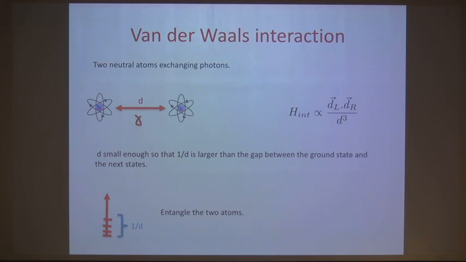In fact, this setup is very similar to a well-known physical phenomenon, which is the van der Waals interaction, which arises when you have two neutral atoms and they exchange photons. So the exchange of one photon generates a Hamiltonian, which is a dipole-dipole interaction between the two atoms. And this is valid whenever the distance is short enough so that 1 over the distance is bigger than the different energy levels you have in the atom, so that this dipole can act on various states. And what this interaction does is entangle the two atoms and generates a force. And this is the force that apparently allows geckos to walk on walls. Okay.